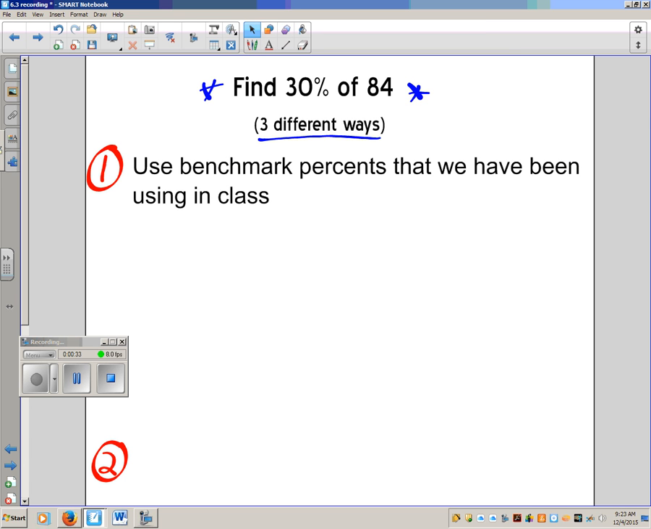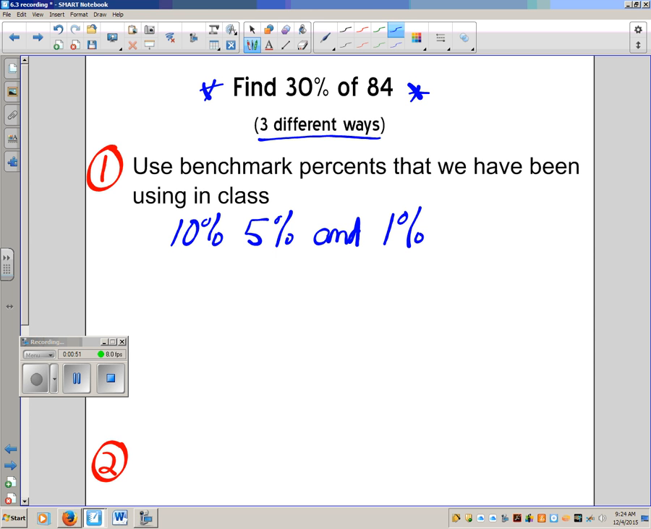The first way, we're going to use benchmark percents that we've been using in class. Benchmark percents are 10%, 5%, and 1%. This is what you've been working on.